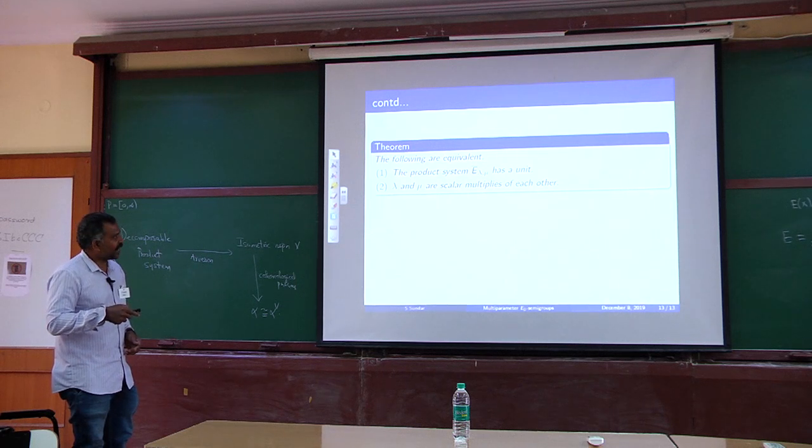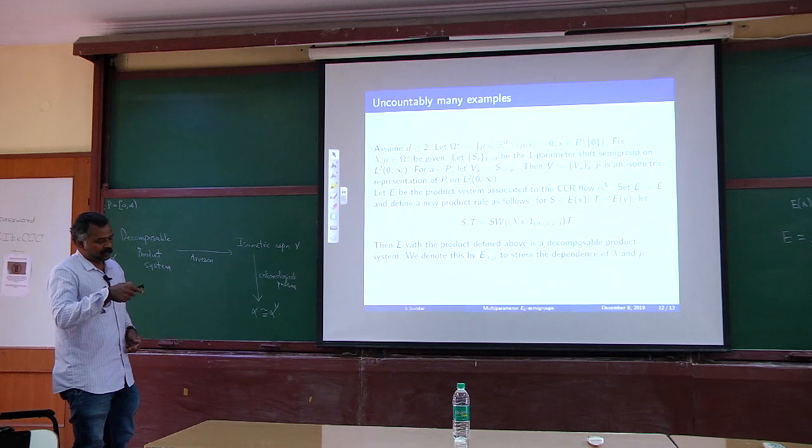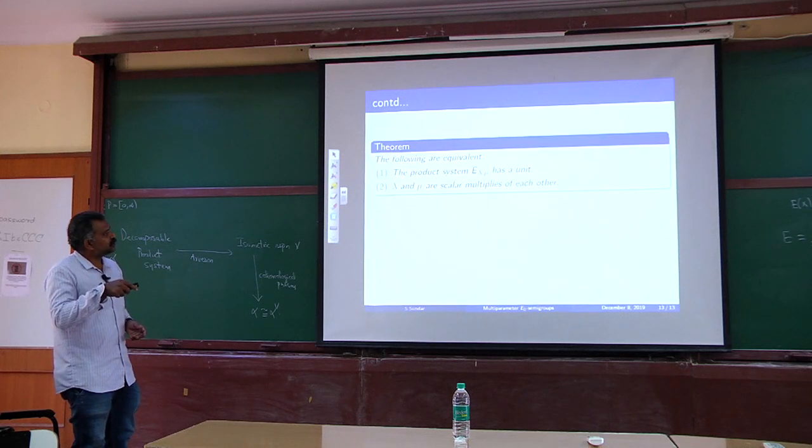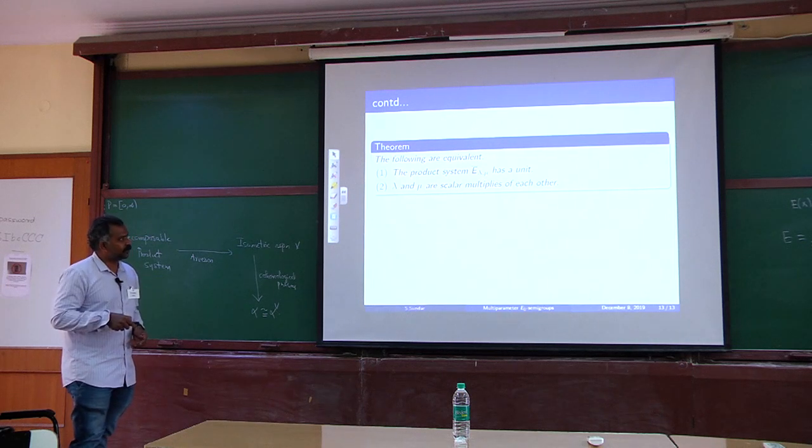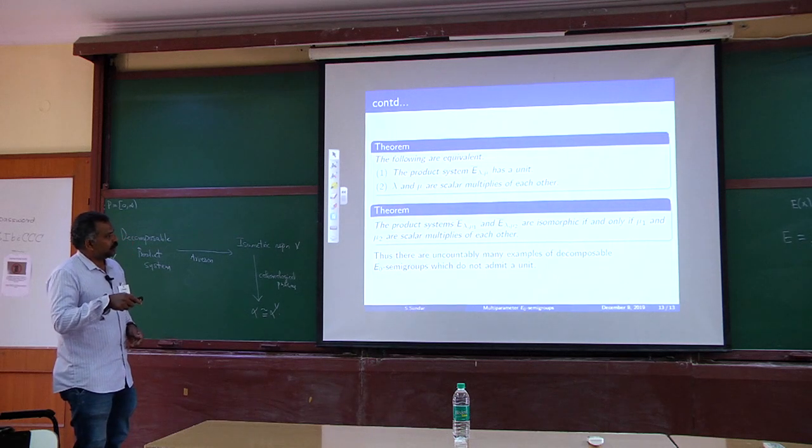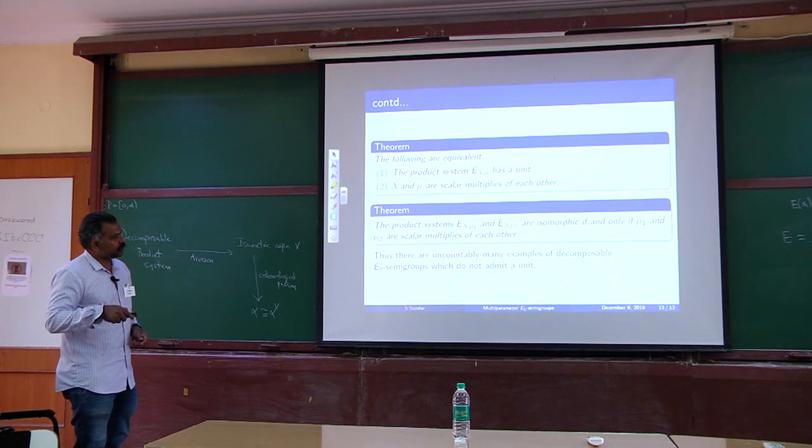Because you are in the higher dimensional case, the interior of the dual cone would also be a cone, and it will be of the same dimension. You can always choose two elements which are not scalar multiples of each other. So you can choose such a thing, and then the product system will no longer have a unit. And there are uncountably many, because E bar lambda mu 1 and E bar lambda mu 2 are isomorphic if and only if mu 1 and mu 2 are scalar multiples of each other. So if you combine these two things, you get uncountably many examples of decomposable E0 semigroups which do not admit a unit.